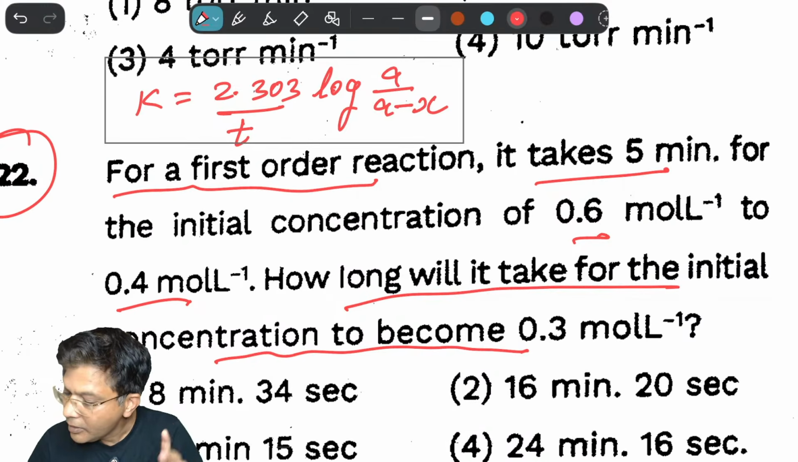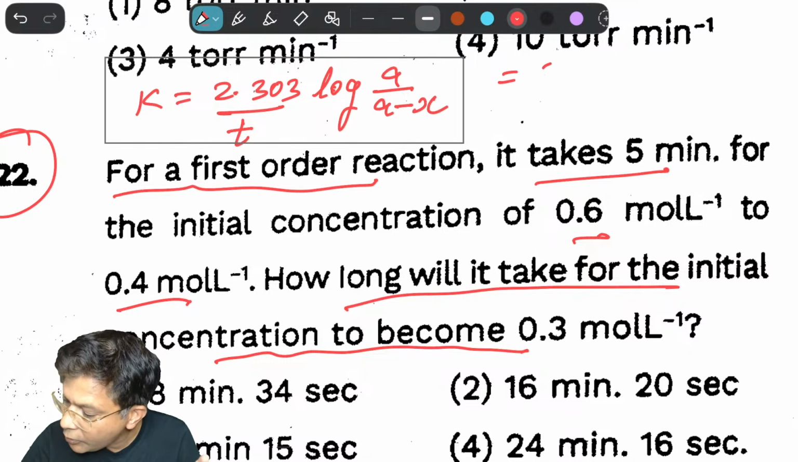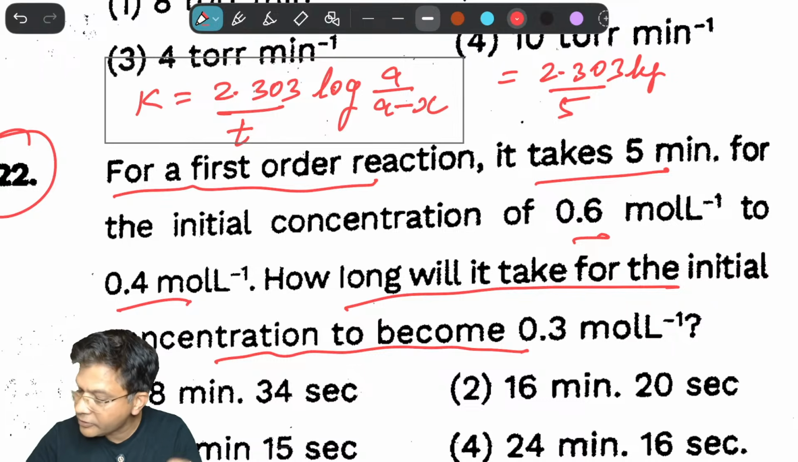Okay, now it takes 5 minutes for the initial concentration of 0.6 to become 0.4. For the initial concentration, how long will it take? So first find out K. How to find out K? K is equal to 2.303 upon t, time 5 minutes, log of, can I say 6 upon 4?